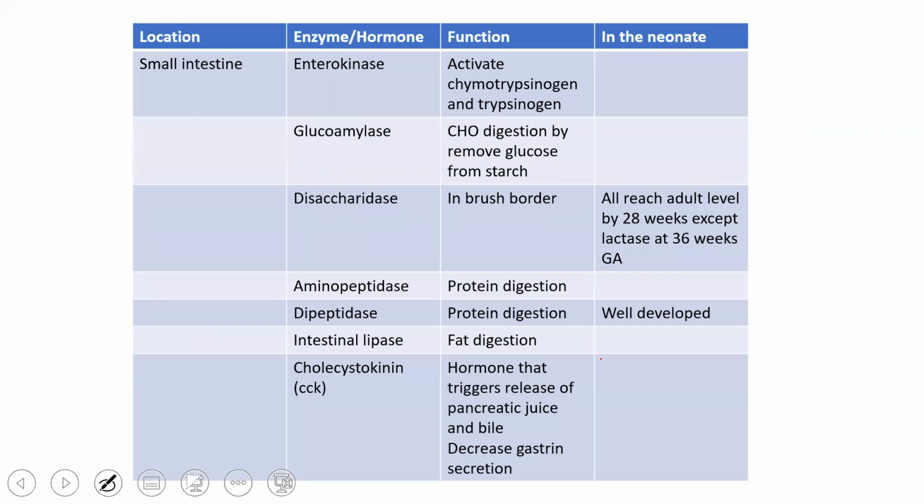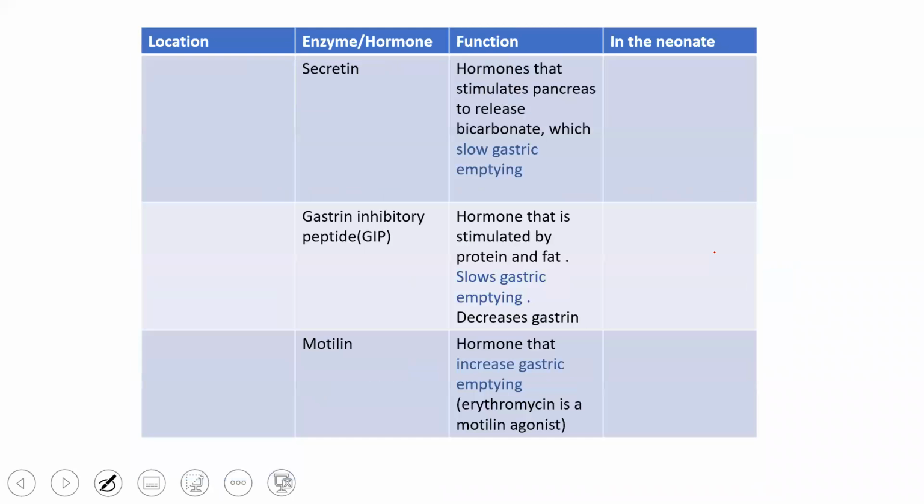In the small intestine, the most important is the disaccharidase. We discussed that they reach the adult value around 28 weeks, except the lactase, which reaches adult value around 36 weeks. The rest is well developed in the intestine. Those three hormones that I did not discuss: secretin, gastric inhibitory peptide, and motilin. The motilin is important for increased gastric motility. Erythromycin is also considered a motilin agonist, increasing gastric motility.